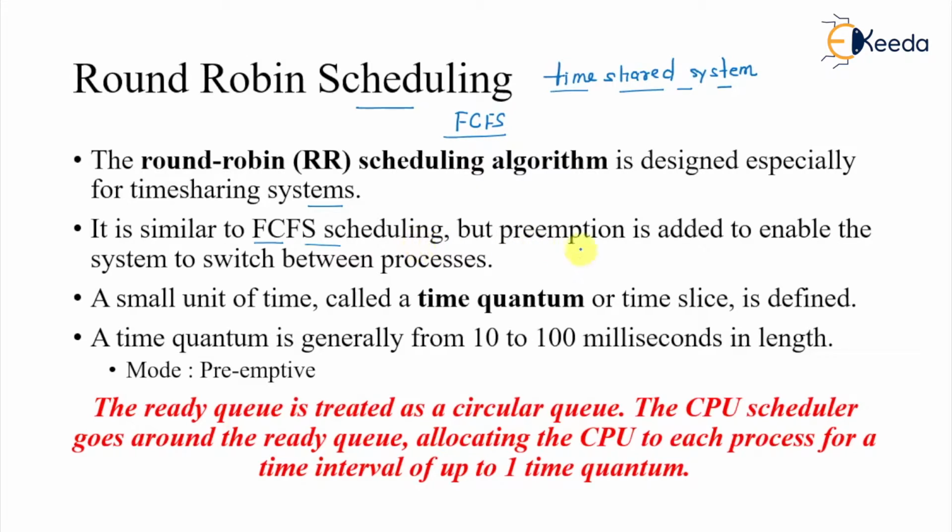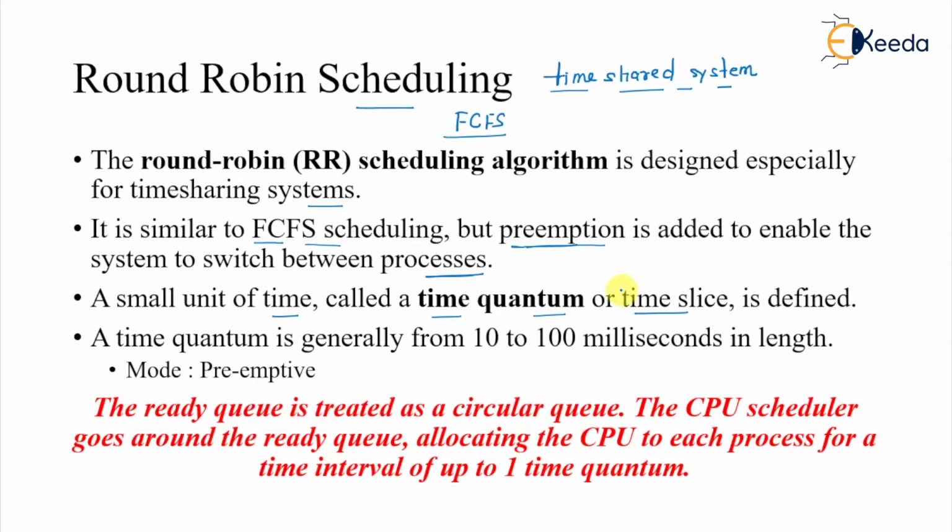But the only idea here is that preemption is added to enable switching between the processes. Each process will be allocated the CPU in a fair share system, so no one can say that someone is starving or being blocked for a longer period of time. How long a process runs in the system is defined by a small unit of time called the time quantum, or time slice.